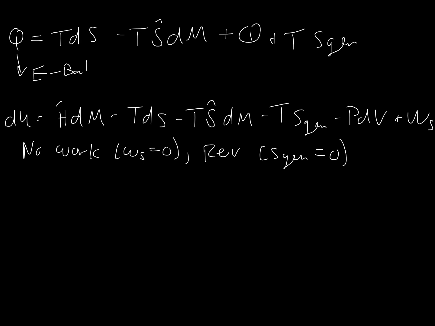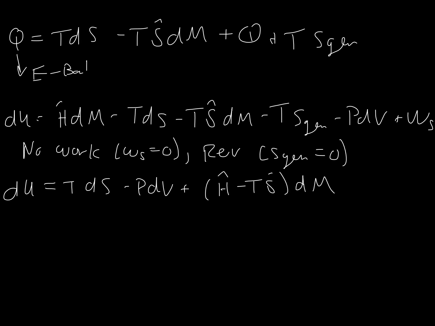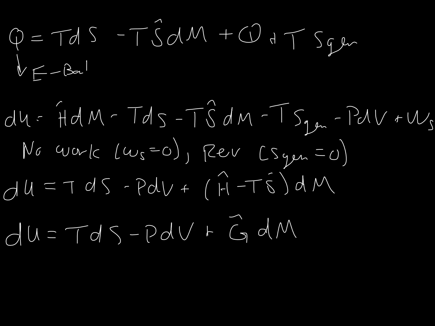We're going to say we're not doing any work in the system, and we're going to assume it's reversible. And so from there, we can simplify this down to dU is equal to T dS minus P dV plus, and we can further simplify this to dU is equal to T dS minus P dV plus G dm. And we have the combined first and second law.